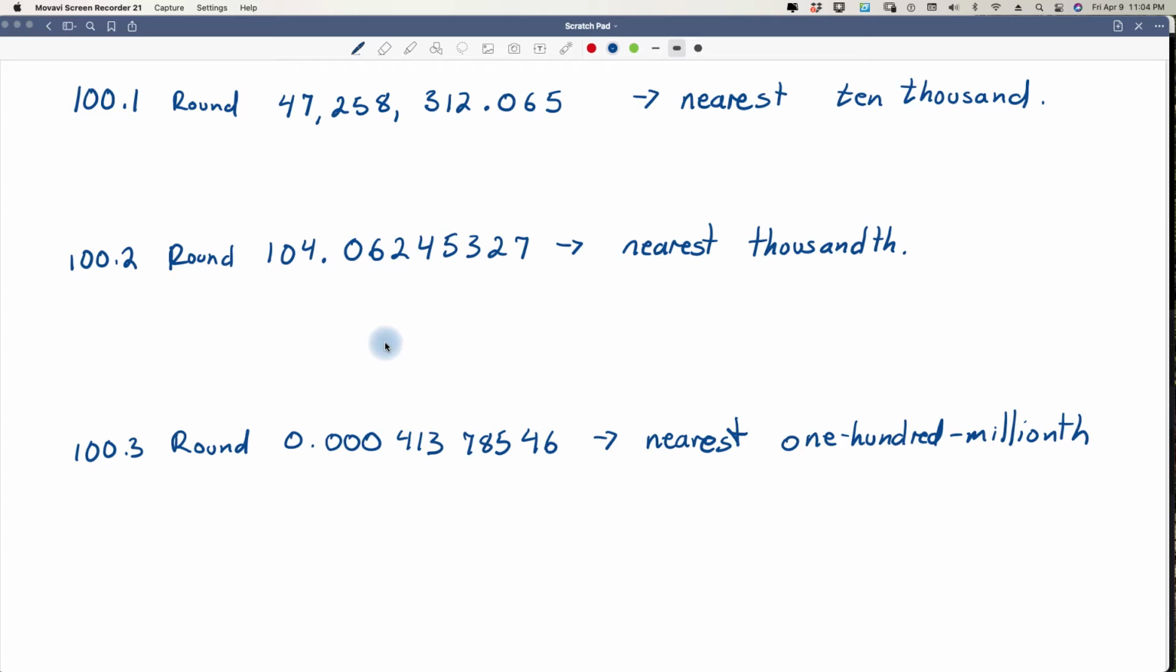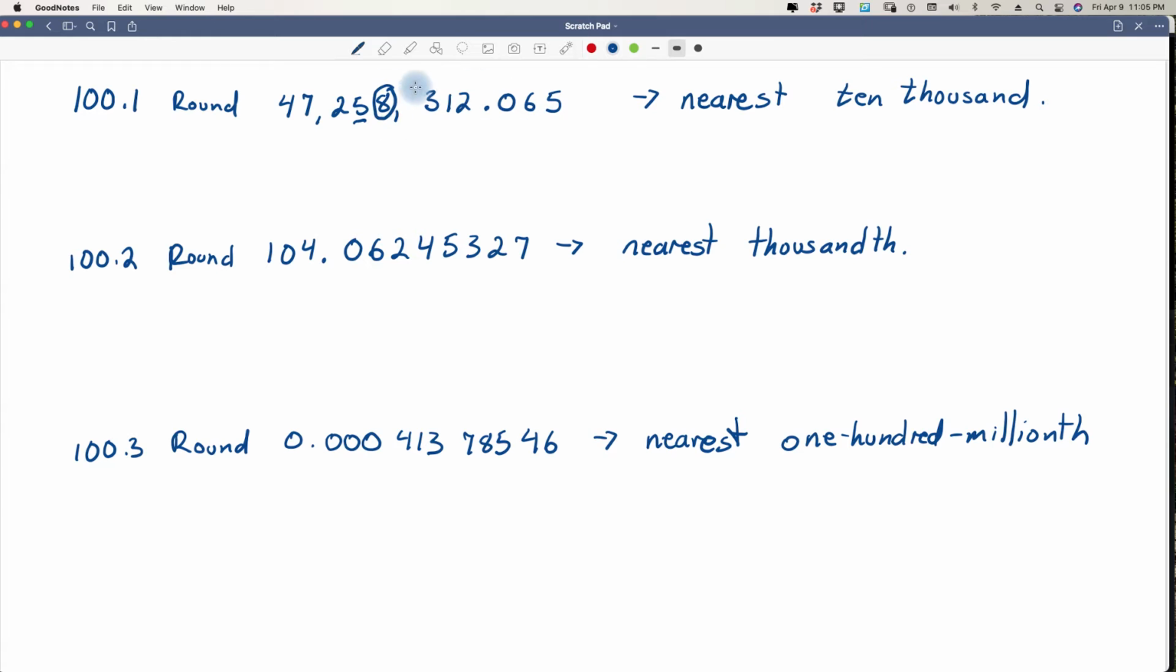And this problem says to round 47,258,312.065 to the nearest 10,000. So first we have to find the 10,000 place. And in this case, the 10,000 place is the 5. So all we do is we look at the number that is to the right of the place value we're going to round to, and we ask ourselves, is this equal to or greater than 5? If the answer is yes, we bump the place value we're looking at, which is the 10,000, up by 1.